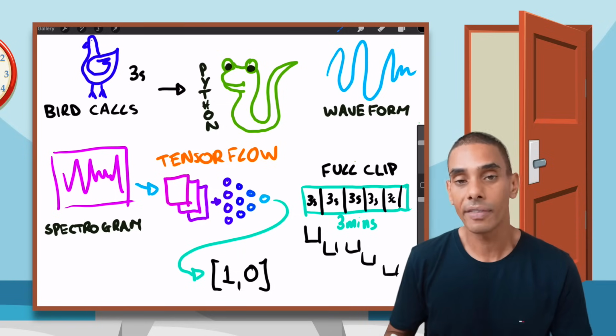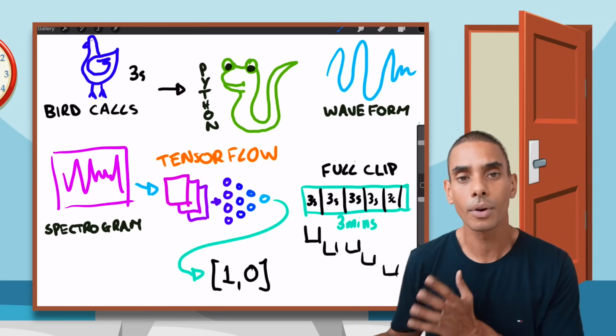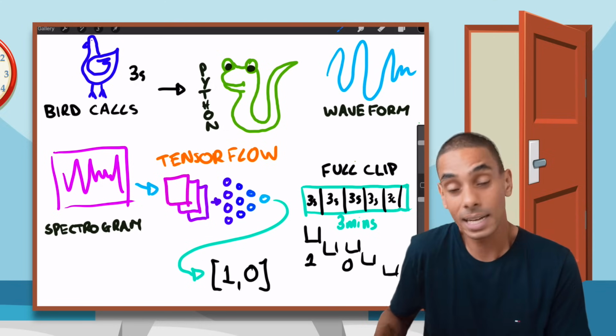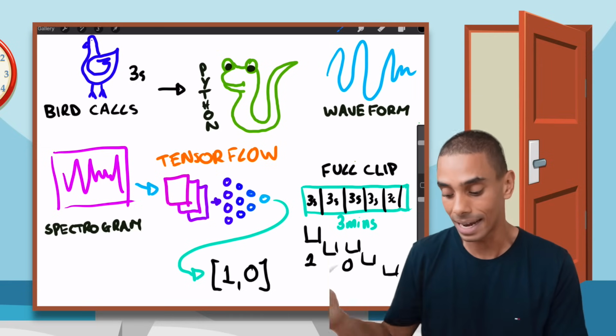And once we've got these classifications, all we really need to do is count the number of calls that we've heard. So if we hear a call here, that'll be 1. If we hear a call here, that'll be another one. Or in this particular case, if it doesn't hear anything, that will be a negative call.